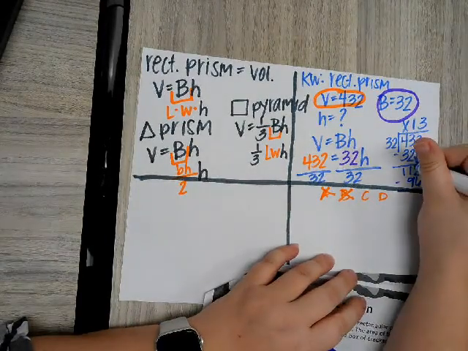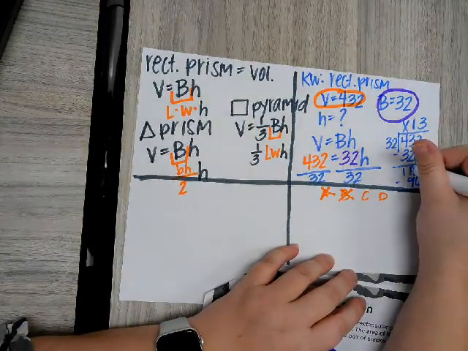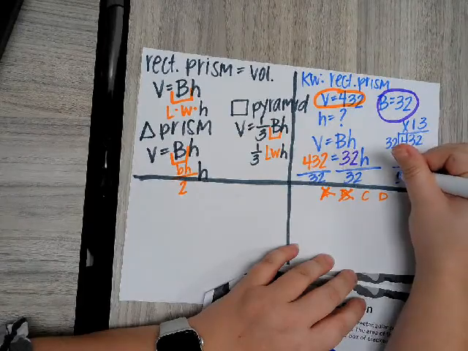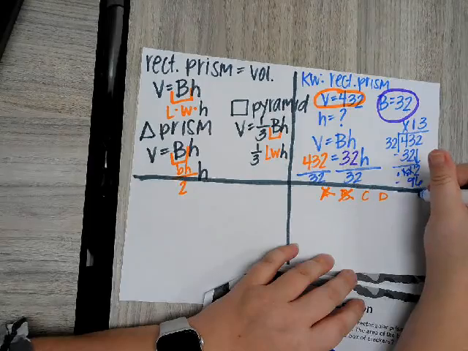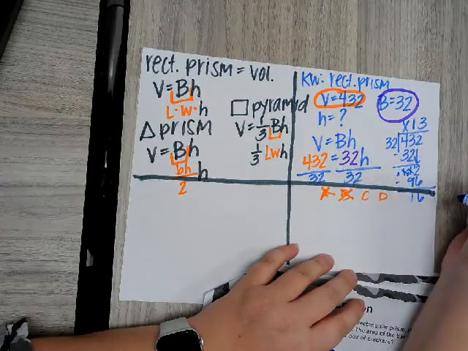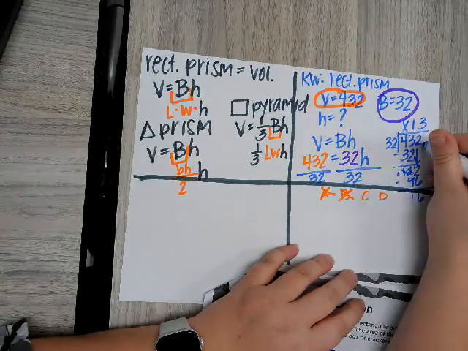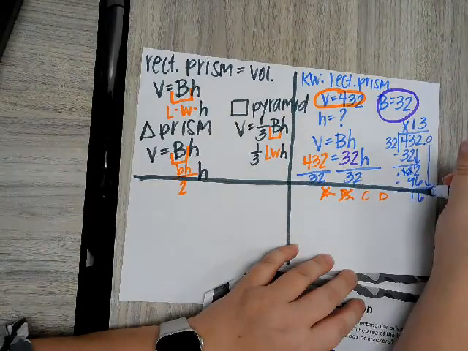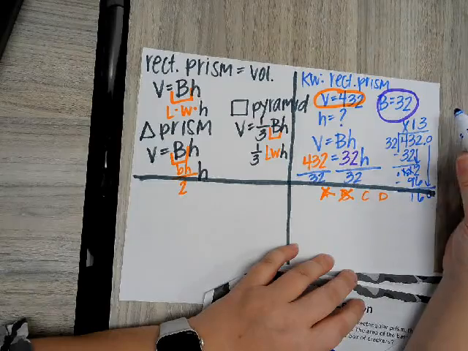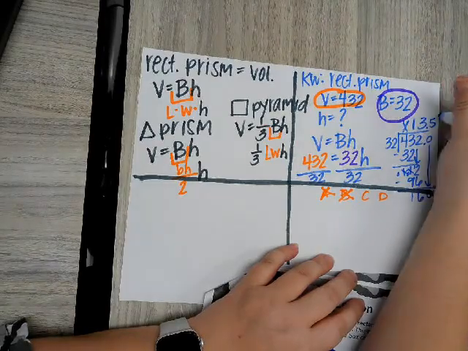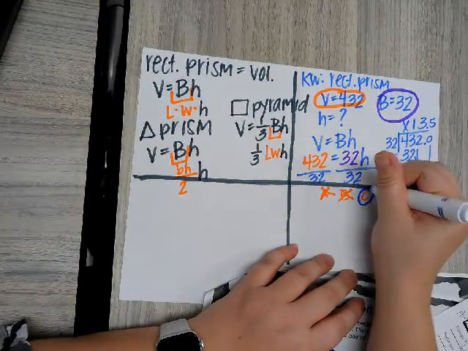Subtract. I get 16. Add a decimal and a 0. 32 can go into 160 5 times. So my answer is C.